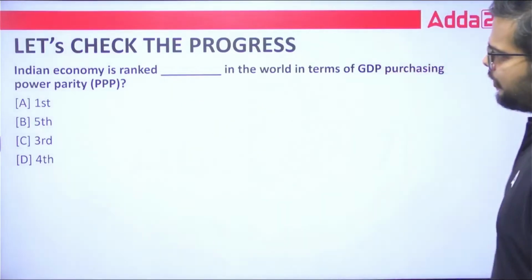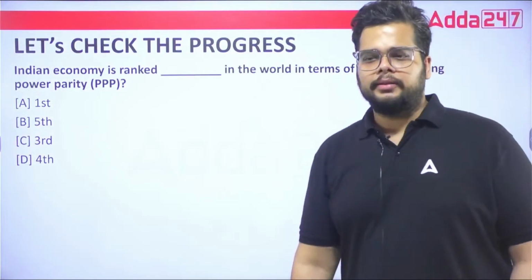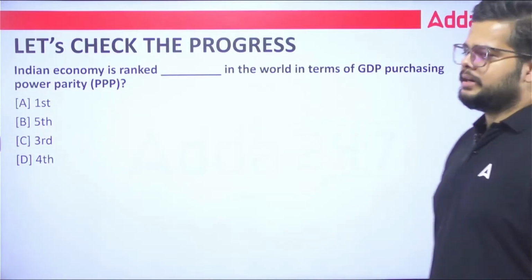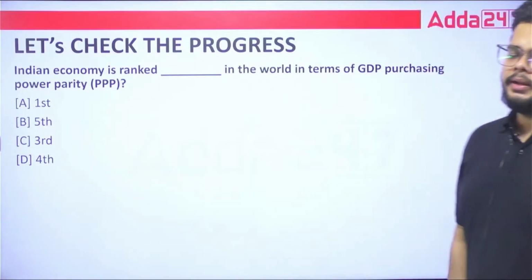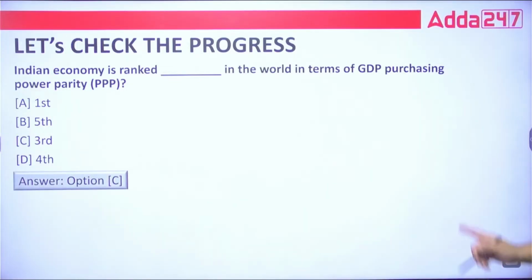Next question: Indian economy is ranked dash in the world in terms of GDP purchasing power parity. So we have just seen that India ranks third only after the USA and China. So third will be the right answer, option C.